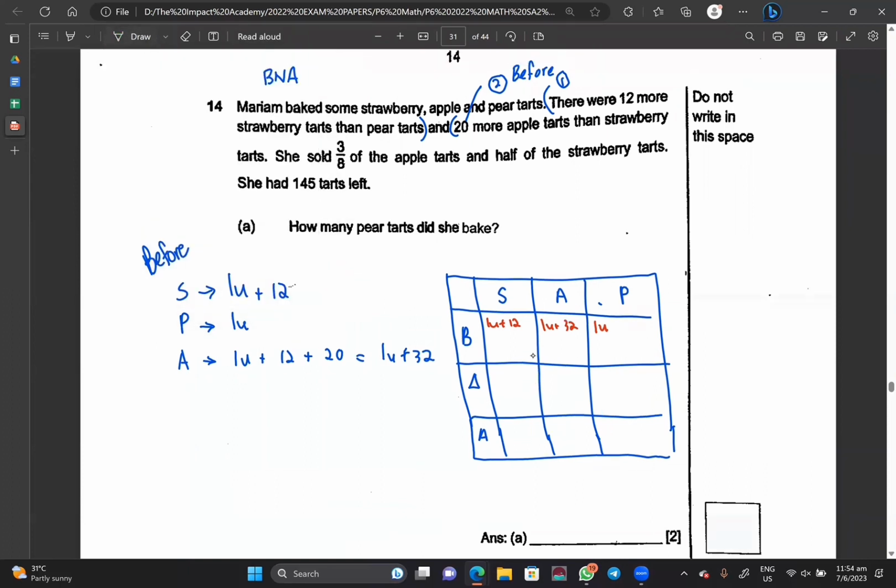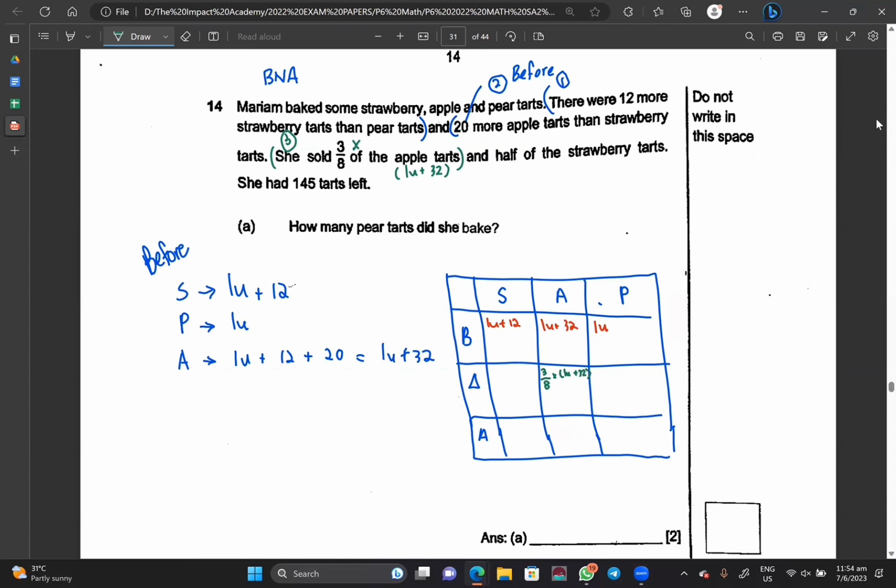It says that she sold 3/8 of the apple tarts. So this is sentence number 3. 3/8 of the apple tarts. So you go to apple tarts, you put 3/8. Now, the problem here is that there's the word "of" over here. It says of the apple tarts. Apple tarts is 1 unit plus 32. Make sense? So we simply do 3/8 times 1 unit plus 32.